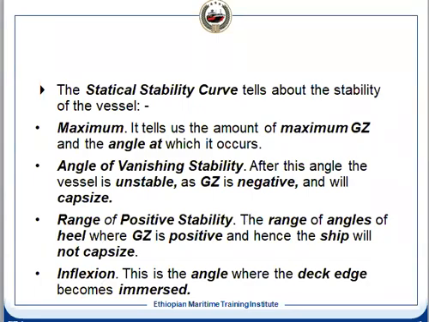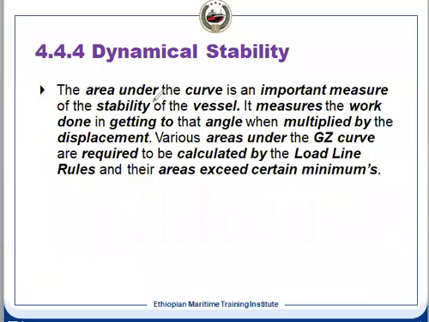Now there is another one, which is dynamical stability. The earlier was the statical stability. Dynamical stability means how much work has to be done to bring the ship to that angle of heel. You need to do some work, then only it will move to that angle. So that we calculate. How do we calculate that? It is also required for the load line rule calculation. So how much work has to be done to achieve that angle of heel.